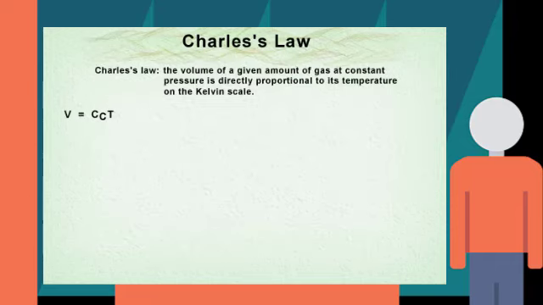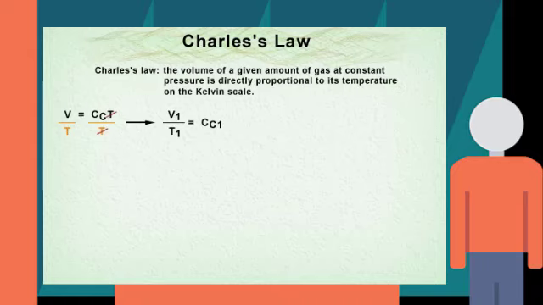Charles's law can be rearranged by dividing both sides by temperature. This gives volume divided by temperature equals the constant C subscript C. As long as the pressure and number of moles remain the same, the constant C subscript C will also be the same even if volume and temperature change.